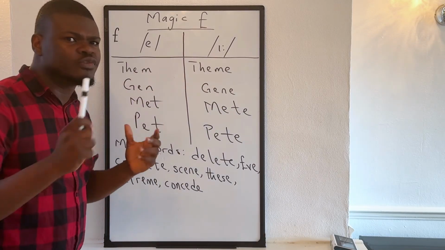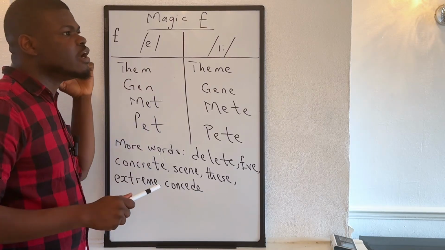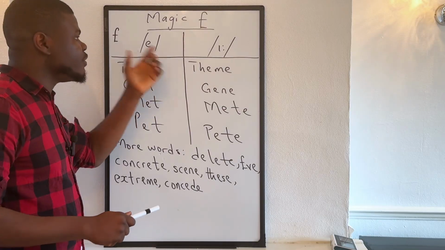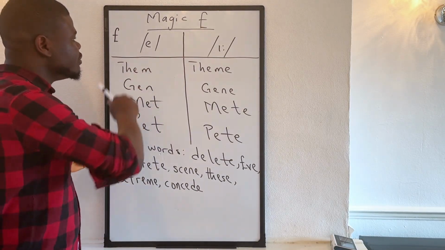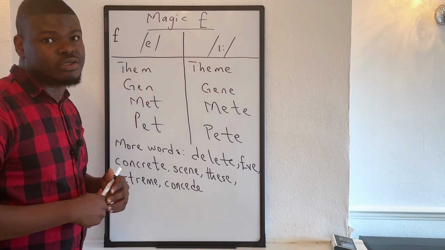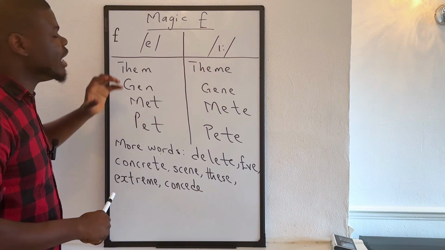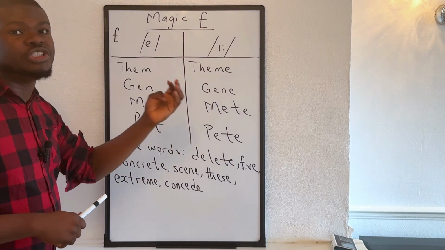And by the way, take note of the consonant sound. This is the voiced consonant sound, them. Yeah, this one is the voiceless. Yeah, so voiced dental, voiceless dental. Yeah, the next one we've got is gen. Yeah, gen. When we add a magic E, we've got gene.